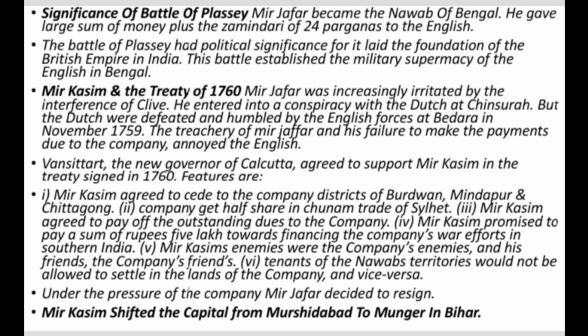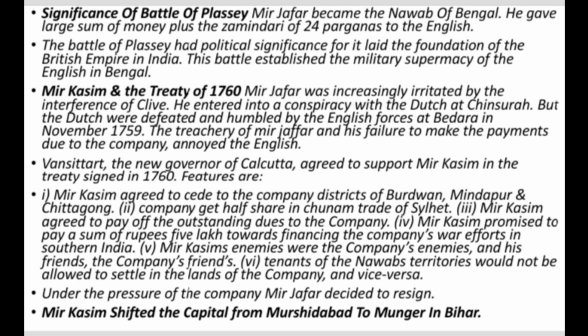Vansittart, the new governor of Calcutta, agreed to support Mir Qasim's claim after the treaty between Mir Qasim and the company was signed in 1760. Important features of the treaty are: Mir Qasim agreed to cede to the company the districts of Burdwan, Midnapore and Chittagong. The company would get half of the share in the chunam trade of Sylhet. Mir Qasim agreed to pay up the outstanding dues of the company. Mir Qasim promised to pay a sum of rupees 5 lakh towards financing the company's war efforts in southern India.